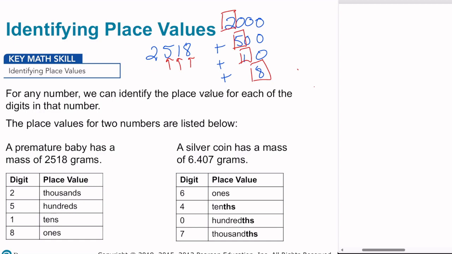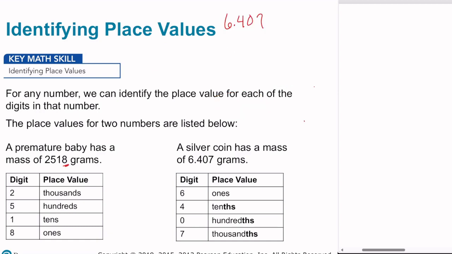When we add all of those place value digits together, we get 2,518, the total number expressed here. Those are our place values. Let's look at place values for a decimal number. Our units for these numbers are grams.